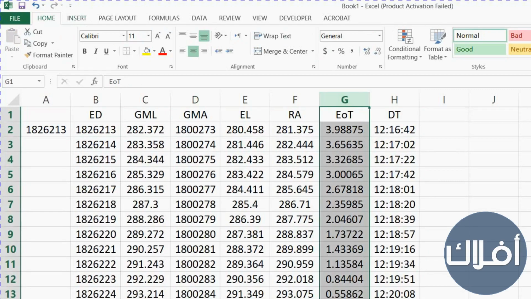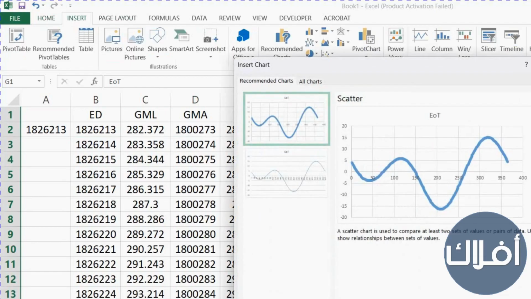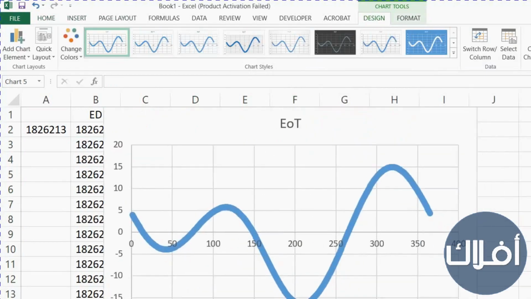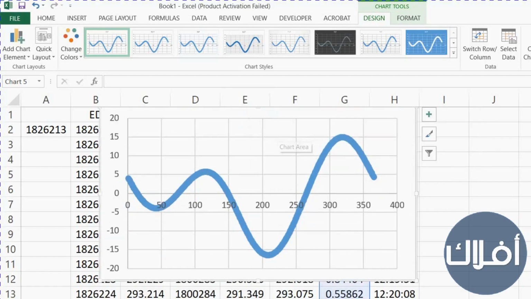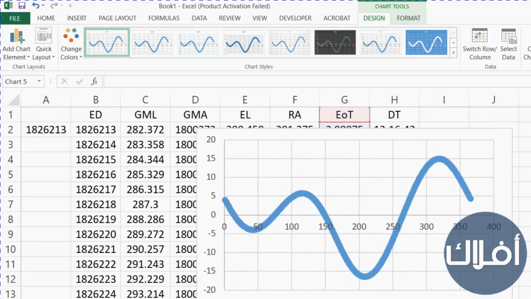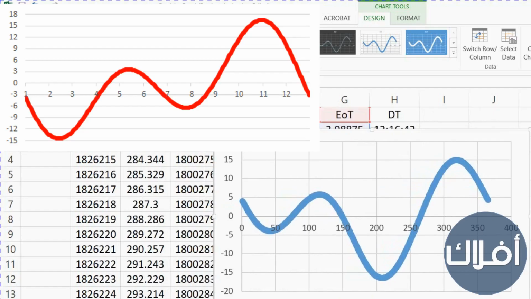If we take the equation of time and we put a chart here, let's make it smaller, let's remove the title. This is the equation of time chart for the year 7000. If we compare this to the chart for the year 2000, we can see that there is a big difference between the two. So the equation of time value does change through the years.